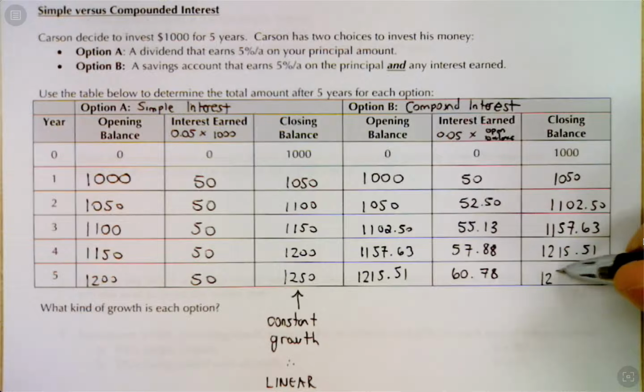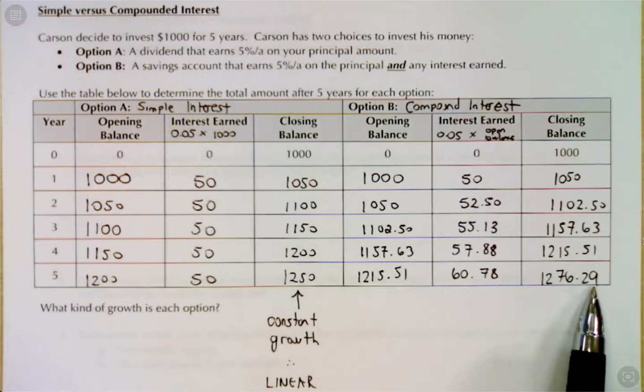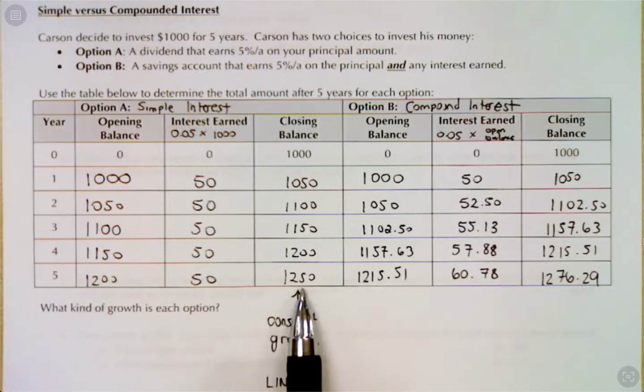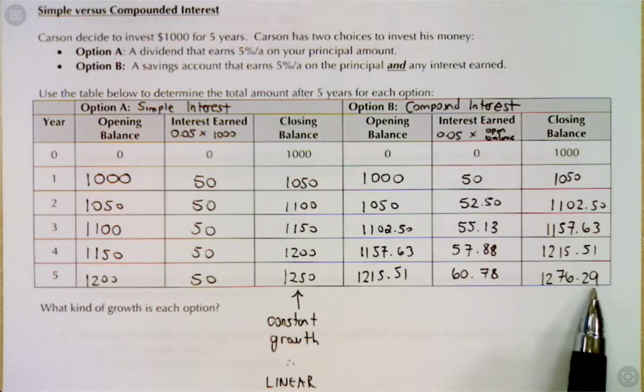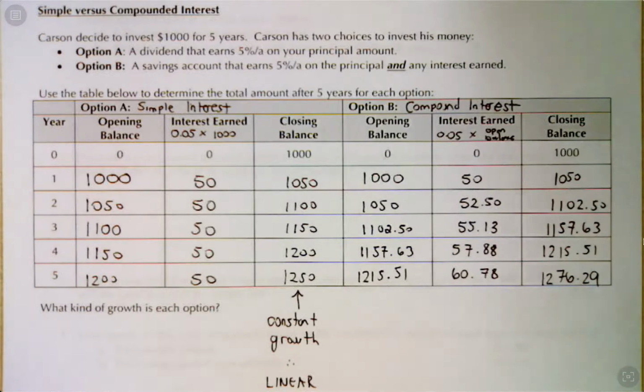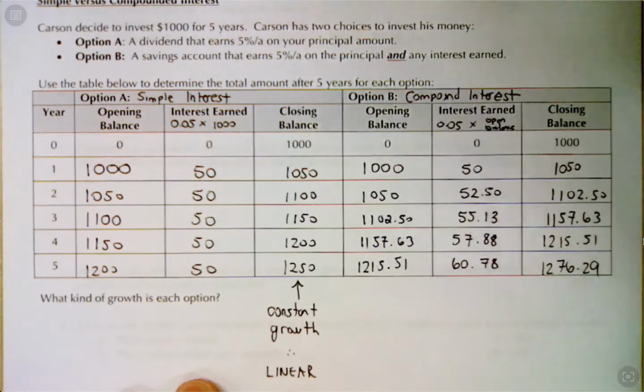Now we are at the end of our table, so we won't get to see how big, but we could continue and you could see. After 5 years, the difference in the investment is $26.29. It's an extra $26.29 just because of compound interest.